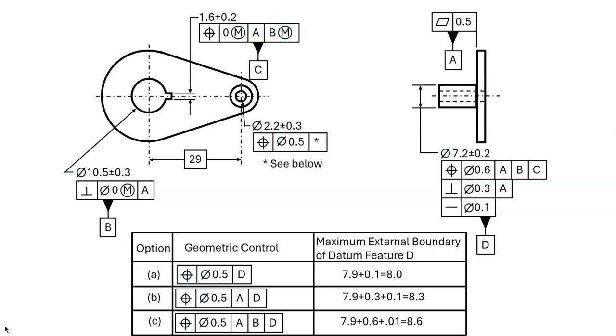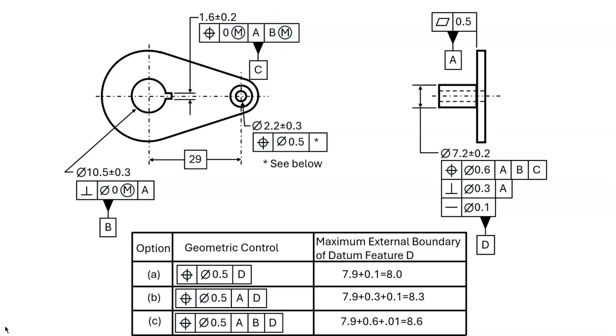The boundary will be a diameter that fits around datum feature D. The boundary will be a variable boundary, and it will be different for each part produced. We will look at the largest that it could be. The diameter of this boundary will be different depending on which datums are referenced in the feature control frame that references datum D. We will look at the feature control frame for the position tolerance that controls the location and orientation of the 2.2 diameter hole.